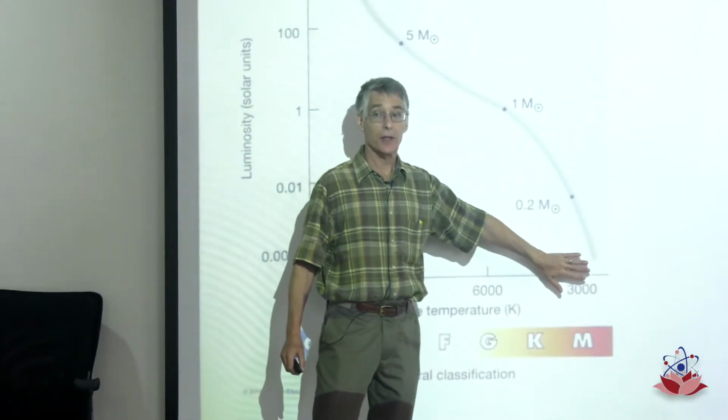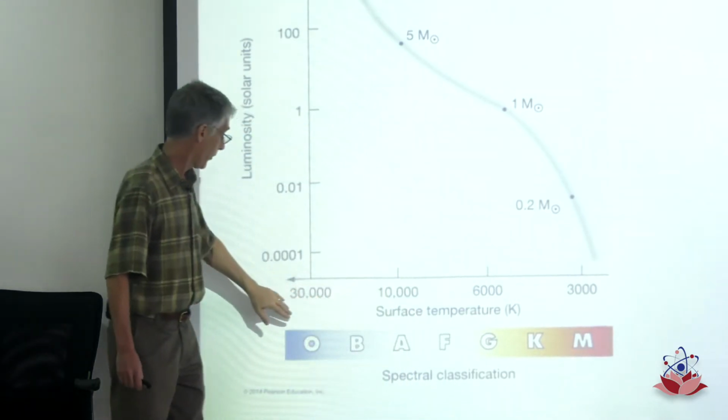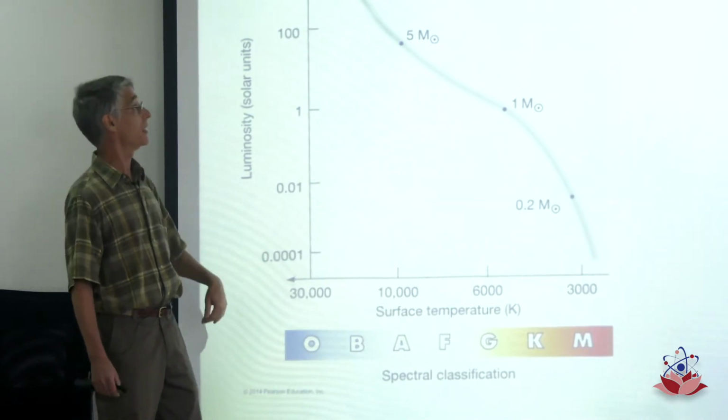So the temperatures of stars, if you remember, go from about 3,000 degrees up through, well, even 50,000 degrees if you go farther this way.